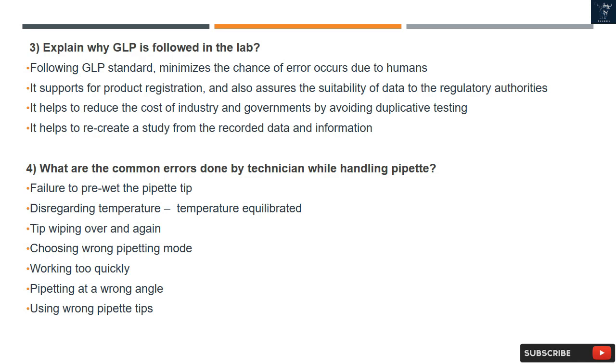4. What are the common errors made by a technician while handling a pipette? Failure to pre-wet the pipette tip, disregarding temperature equilibrated tip, wiping over and over again, choosing the wrong pipetting mode, working too quickly, pipetting at a wrong angle, using wrong pipette tips.